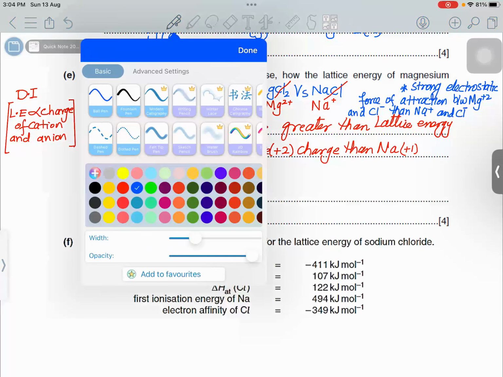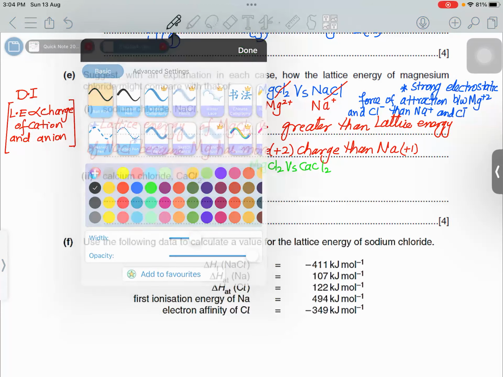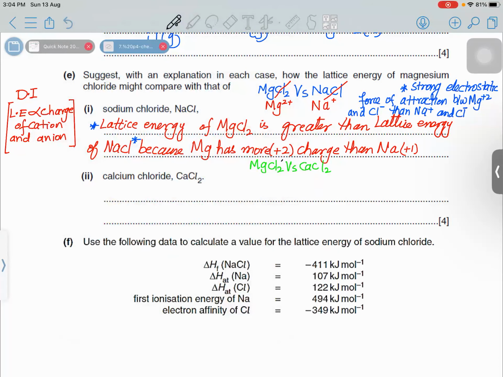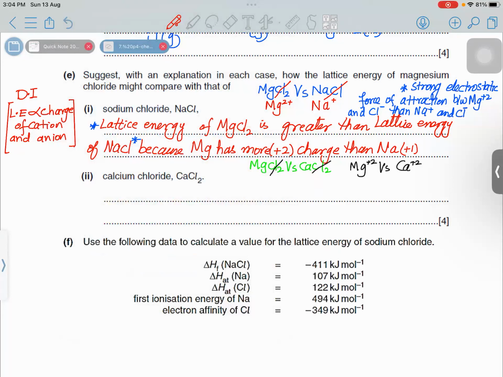Now, comparison between magnesium chloride and CaCl2. Now, which element is cancelled out? So chloride ion. Now you have magnesium plus 2 versus calcium plus 2. Now, which factor is cancelled out? So ionic charge is the same. They have same charges. Now, the only factor is size. Only factor is size.